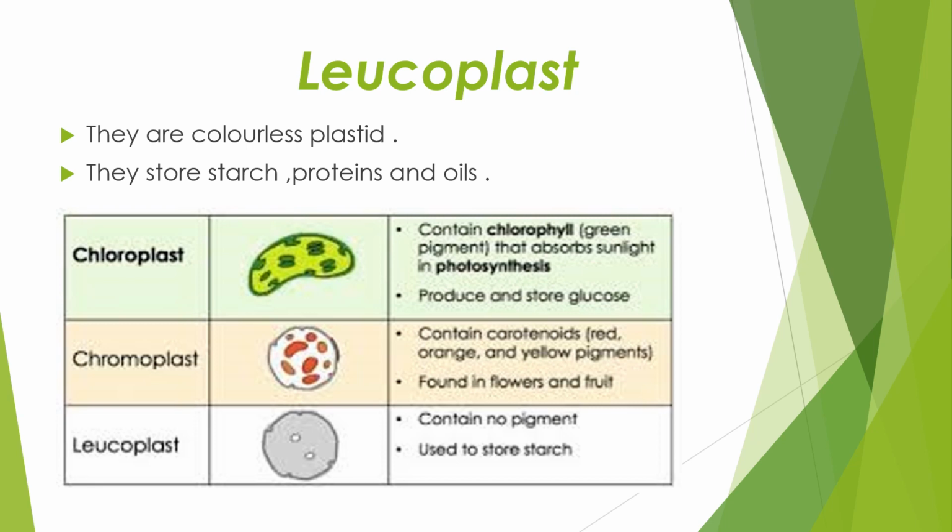Chromoplast contains the pigment carotenoids, which impart red, orange, or yellow color, and it is found in the flowers and fruits. It imparts color to the flowers and fruit. This is the function of chromoplast. Leucoplast contains no pigment. It is white in color, and it is used to store starch. The most important function of the leucoplast is that it is used to store starch.